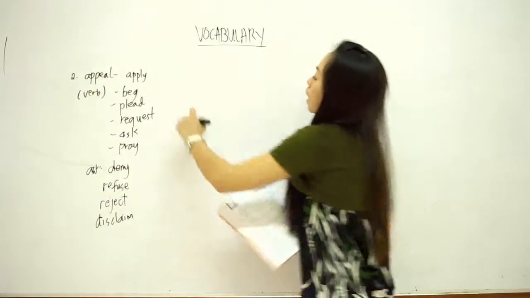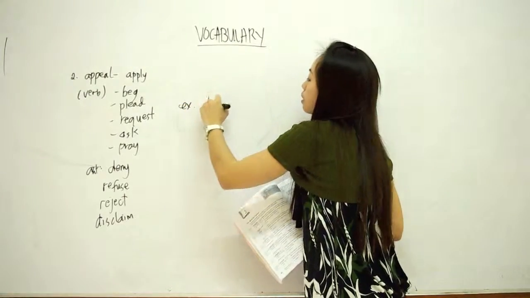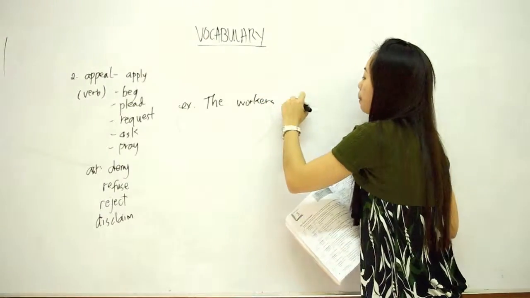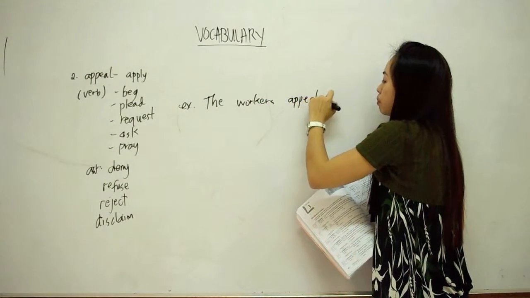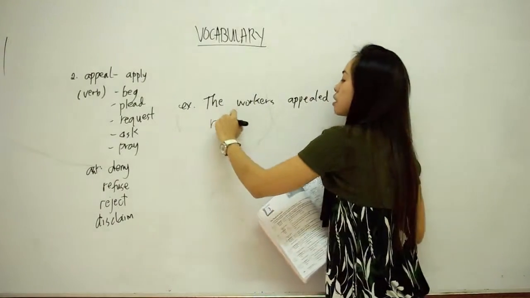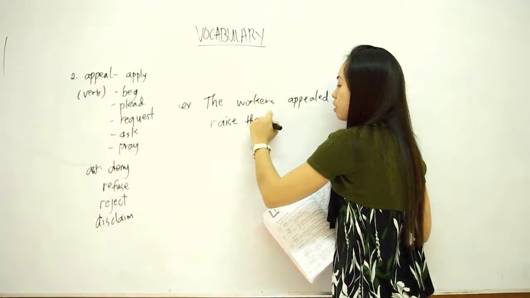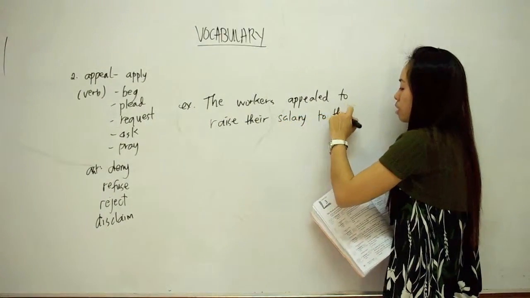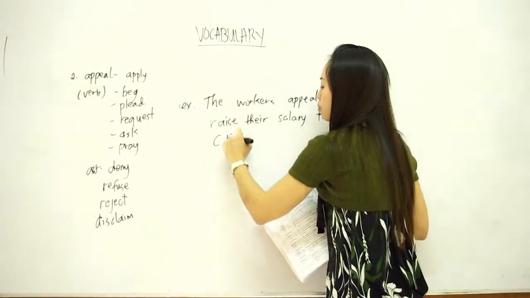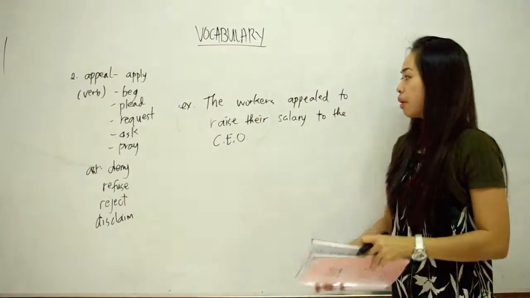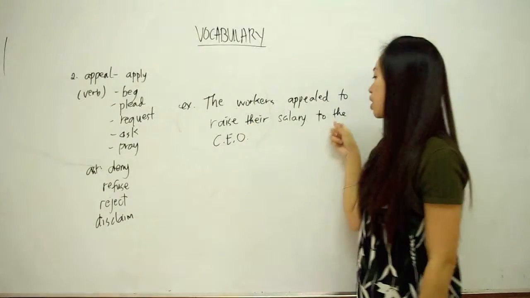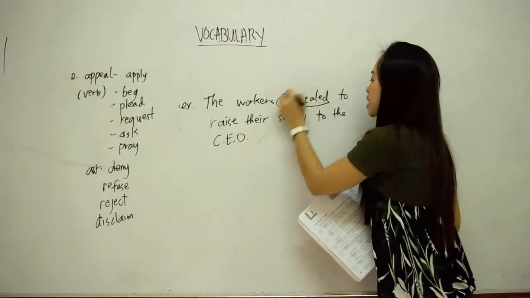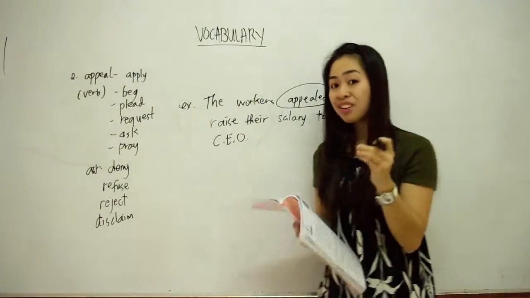Let's use that in a sentence. The workers appealed to raise their salary to the CEO. The workers appealed to raise their salary to the CEO. So from this example, we already know that when we say appeal, they're trying to request a higher salary.